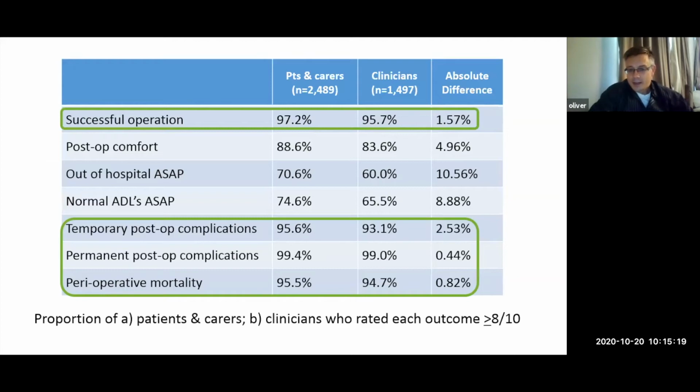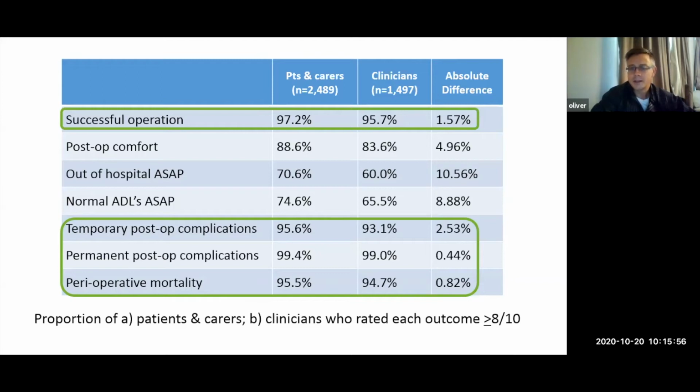And these are the proportions of patients and carers and of clinicians who rated each outcome as critically important, and we define that as scoring it as 8 out of 10 or more. And you can see that more than 95 to 100% of people for almost all of these domains felt that these were critically important outcomes, and that was the case both with patients and carers and with clinicians. So pretty good agreement across the board that these are really important outcomes, and yes, we need to be measuring them.